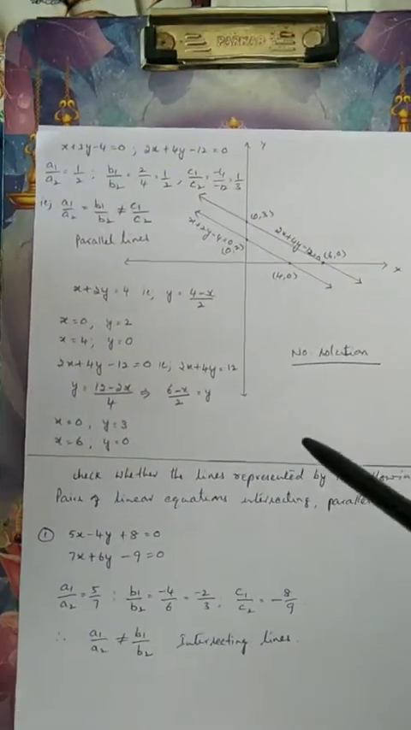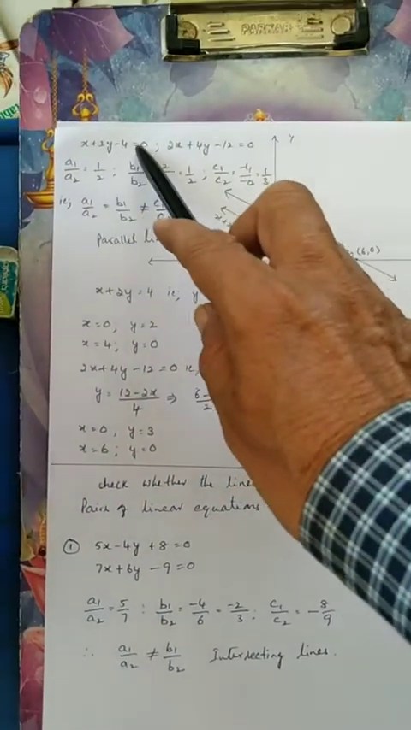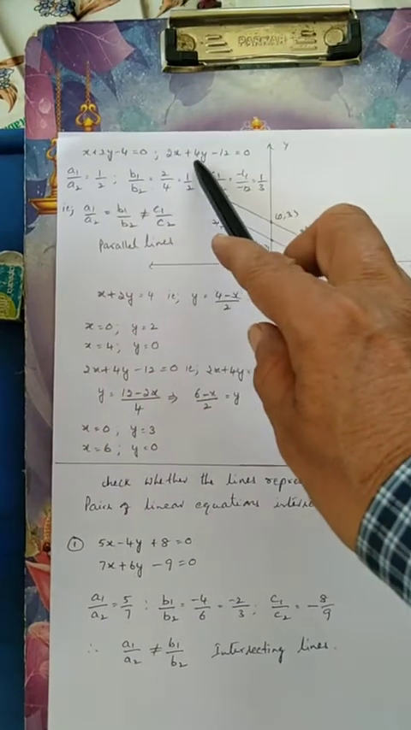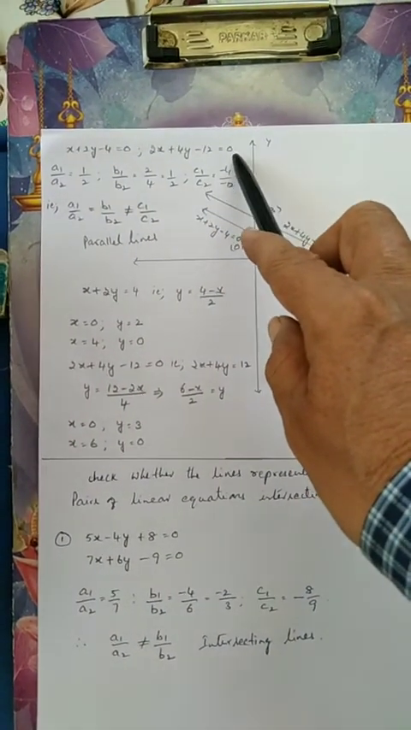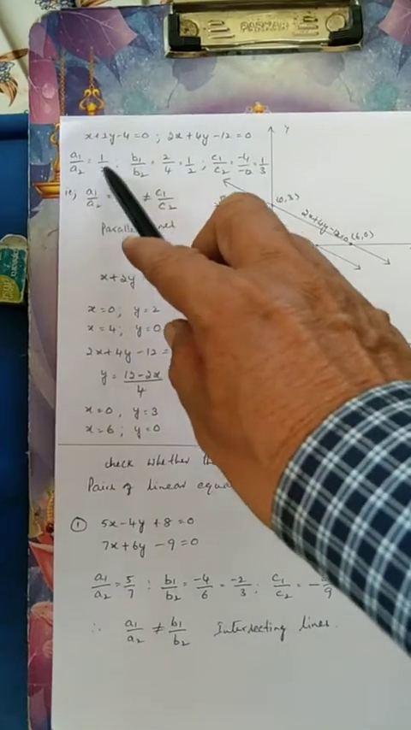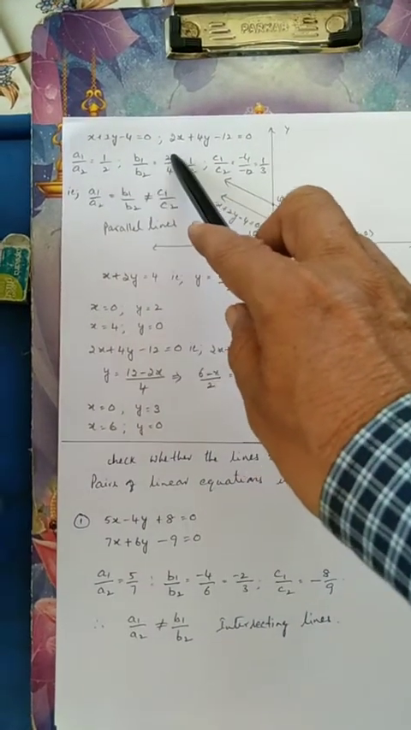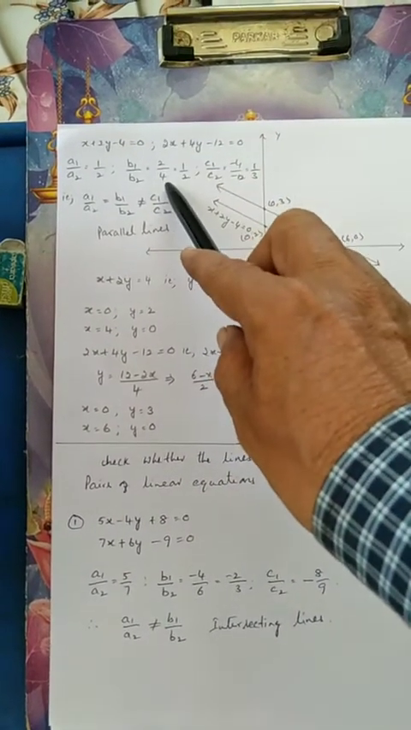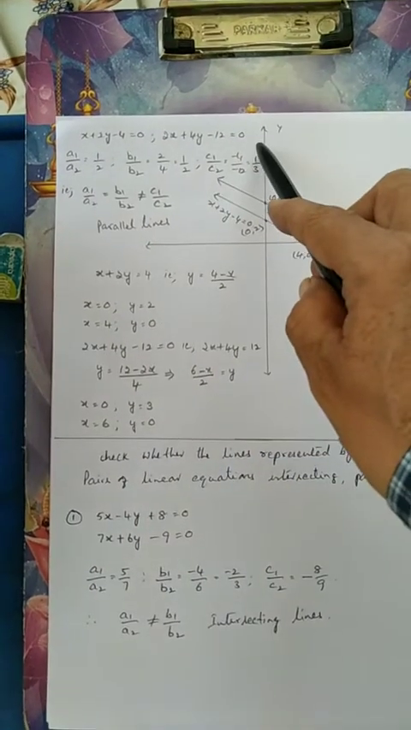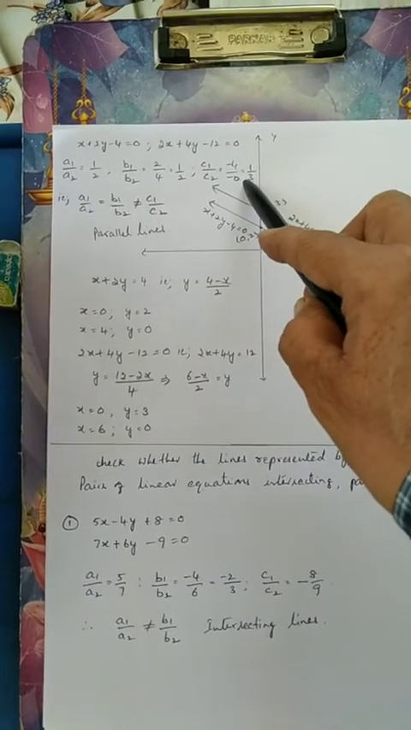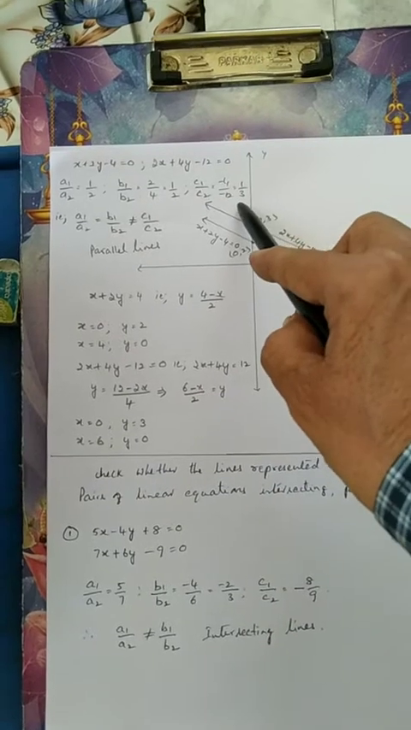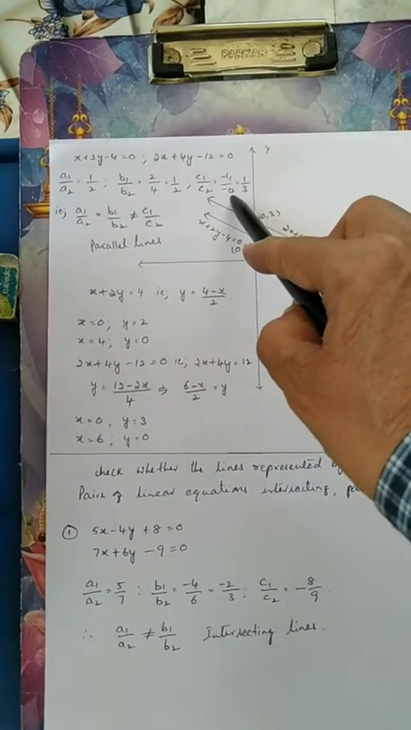Now the third one is x plus 2y minus 4 is equal to 0, 2x plus 4y minus 12 is equal to 0. That is A1 by A2 is equal to 1 by 2, B1 by B2 is equal to 2 by 4, C1 by C2 is equal to minus 4 by minus 12. Minus 4 by minus 12 means 1 by 3, since 4 ones are 4 and 4 threes are 12.